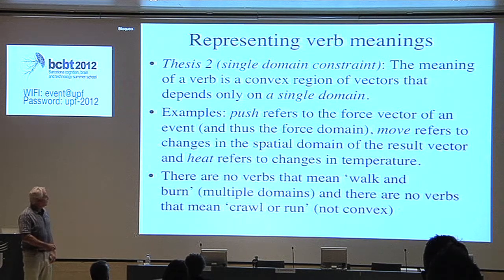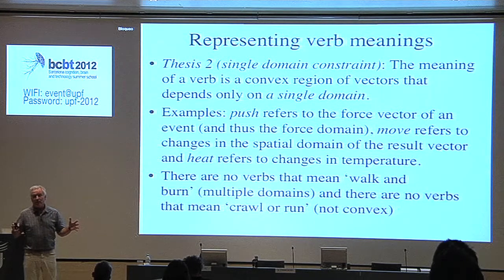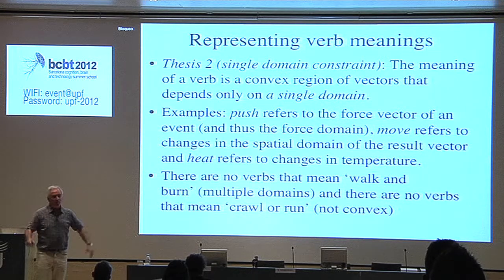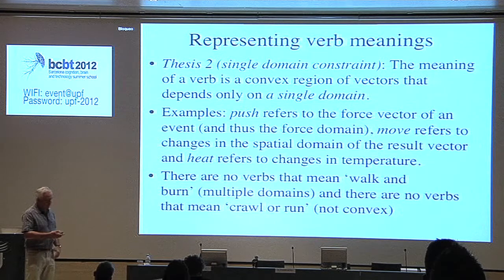There are no verbs that mean crawl or run, because that's not the convex part of the action space. There could be verbs that mean walk or run, because that could probably form a convex region of motion space. But really different actions would not be expressed by one single verb.